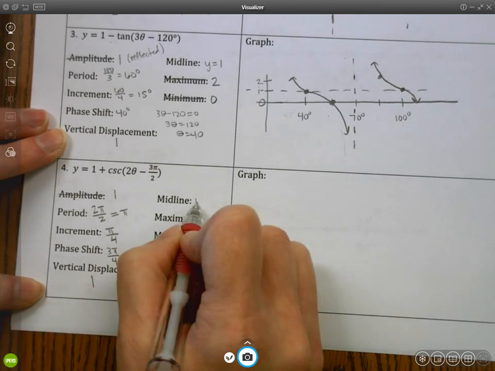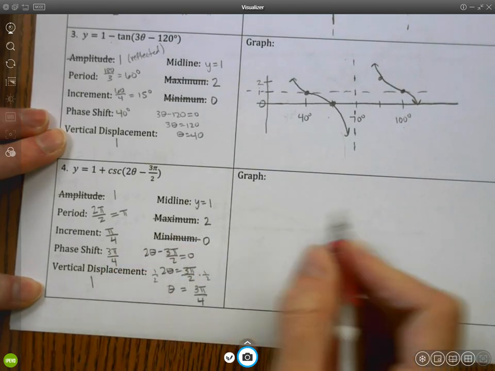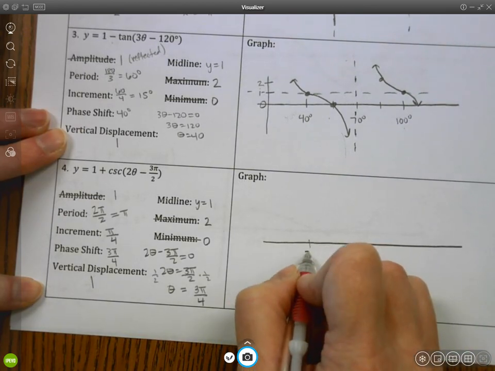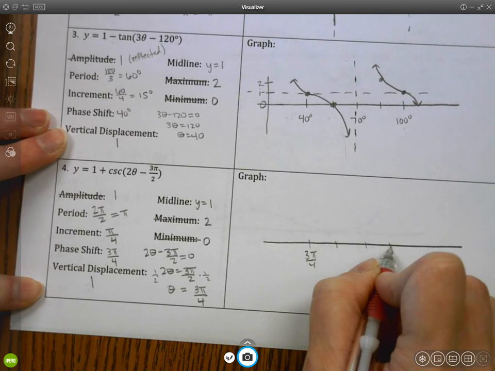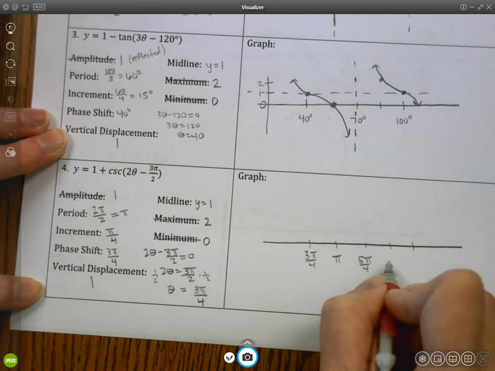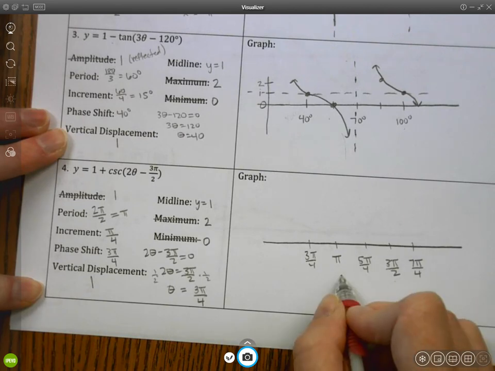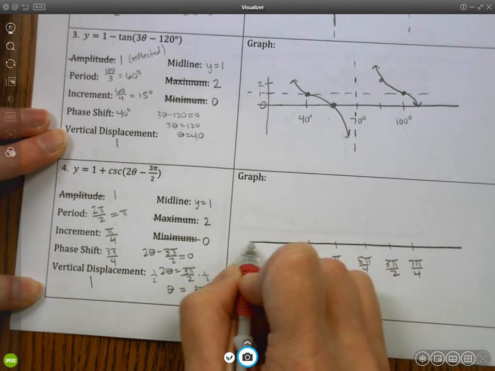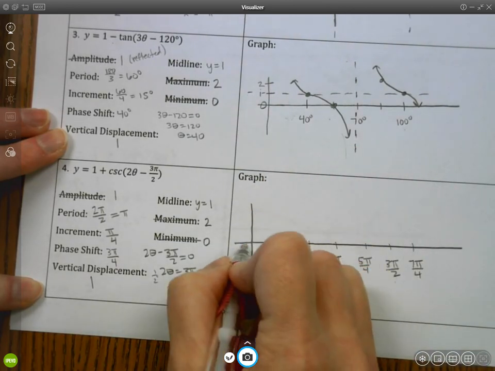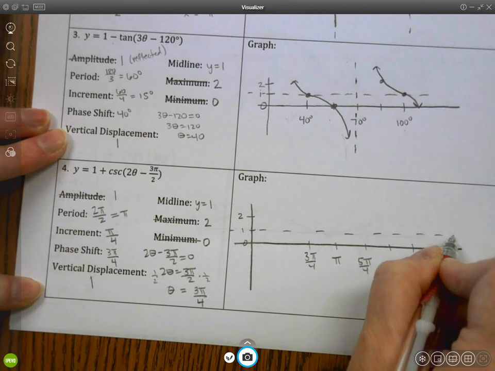Vertical displacement is 1, so midline is 1. Max is 2, min is 0. Those aren't really a max and a min. All right, so phase shift. We're going to start at 3 pi over 4. Make 1, 2, 3, 4 more marks. And we're going to add pi over 4. So 4 pi over 4, 5 pi over 4, 6 pi over 4, and 7 pi over 4 are reduced here and here. Then we're going to back up and put our y-axis. You need 0, 1, and 2 labeled. The middle is moving up to 1.